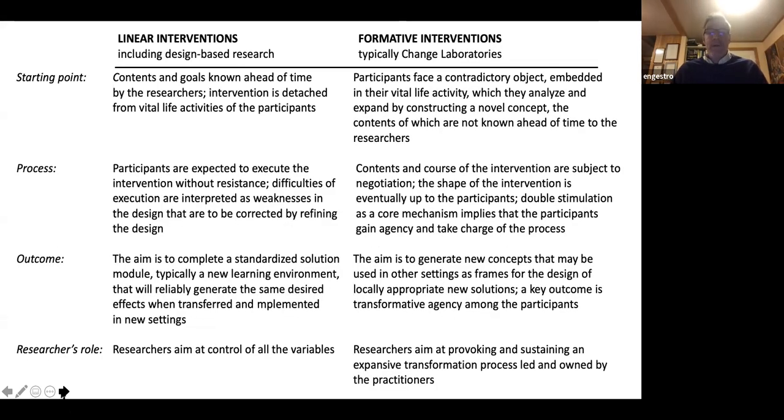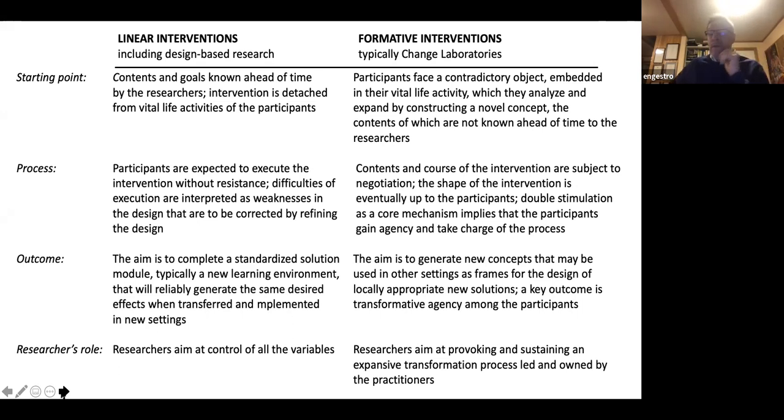I have presented a relatively simplified comparison between what I call linear interventions and formative interventions. Linear interventions, for me, are those intervention studies in which the researcher has ahead of time decided what the outcome should be. And formative interventions are typically those in which the starting point is a challenge, a problem, a contradiction, which requires transformation, but the end result of the transformation is not known ahead of time, but actually shaped during the intervention.